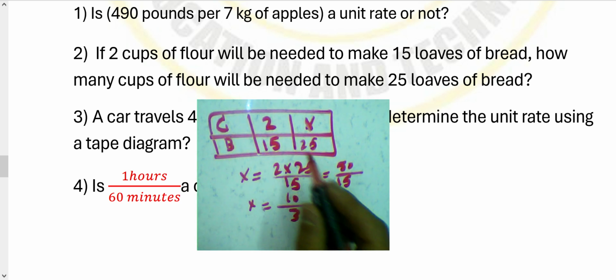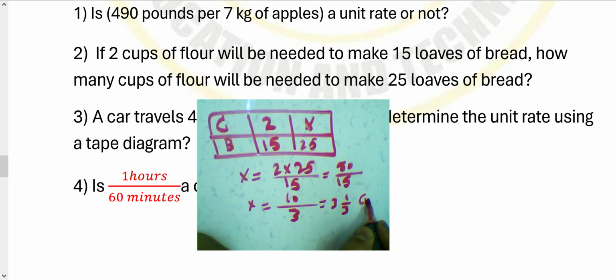X here refers to the number of cups. We can write it as 3 and a third. 10 divided by 3 equals 3 and the remainder 1. We have 3 and a third cups.